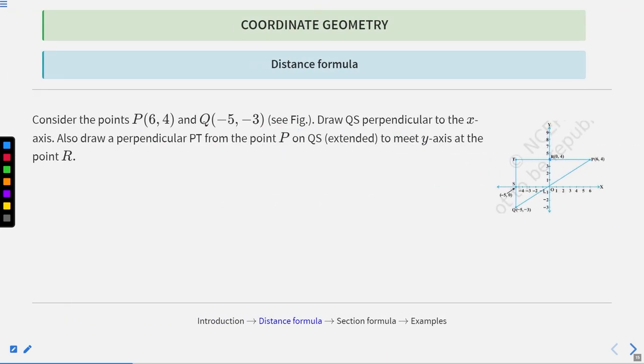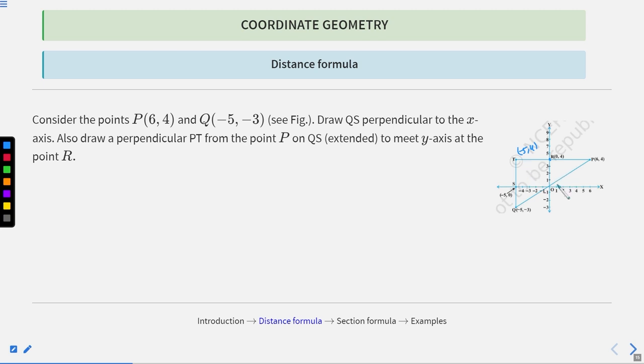Why is this? This is our PT, and here the coordinates of T are minus 5 comma 4, and this point is 6 comma 4. So from here we have 5 units, and from here we have 6 units. So the length of PT is equal to 11 units.